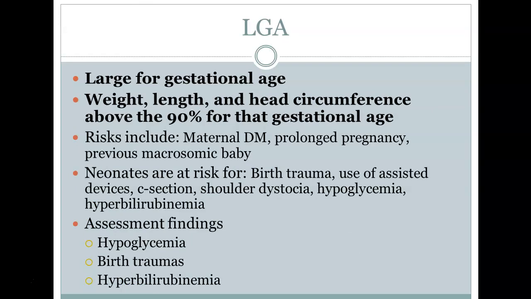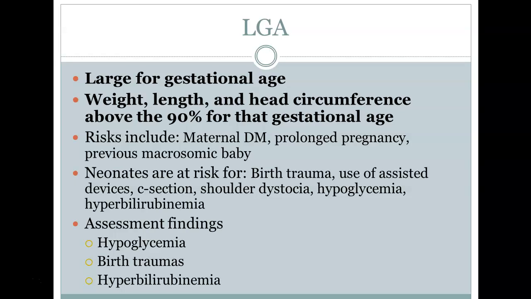The baby who is large for gestational age is where their weight, length, or head circumference measures above the 90th percentile of gestational age. Those risk factors can include maternal diabetes, prolonged pregnancy, so past your term or your due date, a previous macrosomic baby. The neonates who are born LGA are at risk for birth trauma. Remember, the bigger they are, the harder it is to get out of the birth canal. So you're thinking bruising, nerve damage, shoulder dystocias, possible C-section.